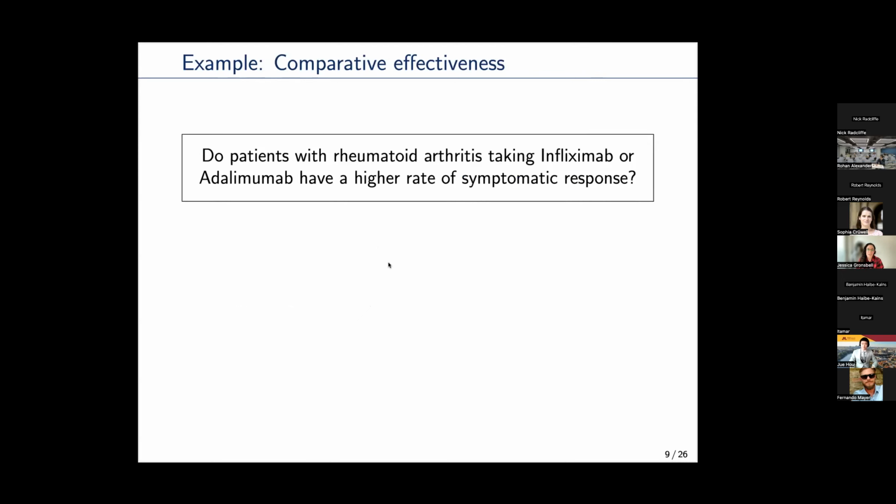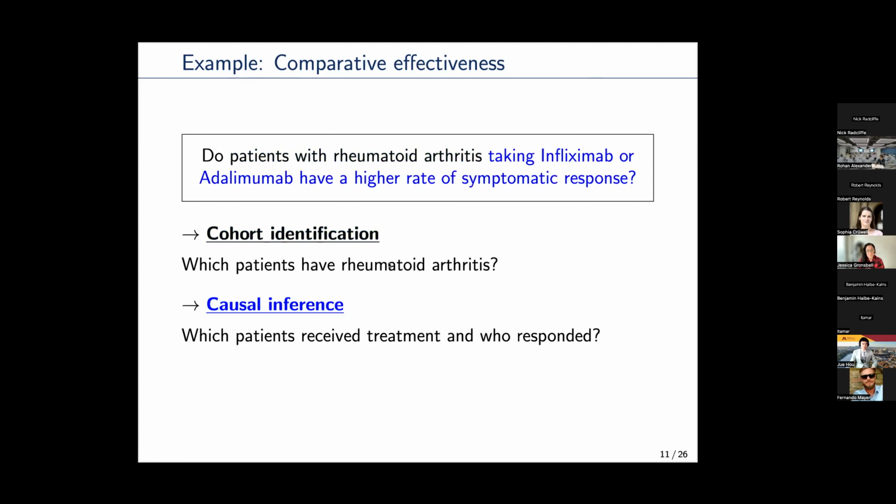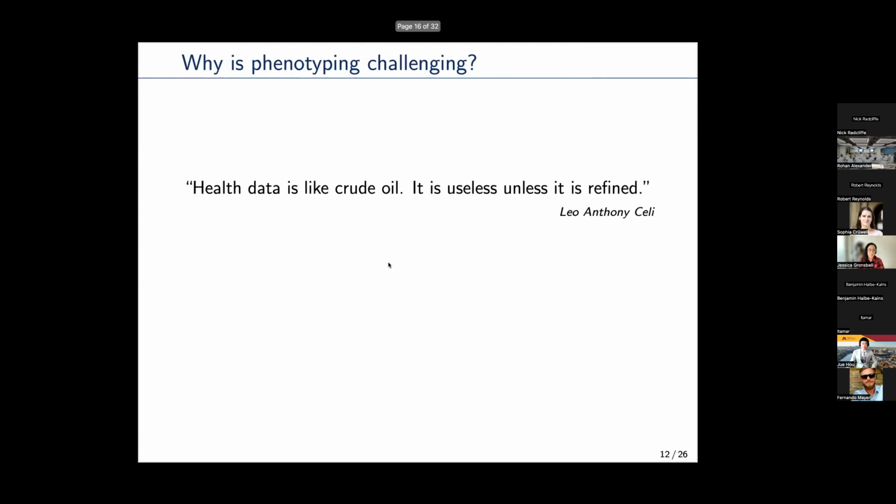So more concretely, take a comparative effectiveness study, for instance. Suppose a rheumatologist is trying to understand whether one biologic treatment for rheumatoid arthritis is better than another for reducing symptoms. They would need to do phenotyping. So first, within their electronic health records database, they'd have to figure out who has rheumatoid arthritis. Then the next thing, they need to figure out which patients received treatment and who responded. And so while they seem like really basic things you'd expect to just readily be sitting in your EHR, they're actually quite challenging to infer.